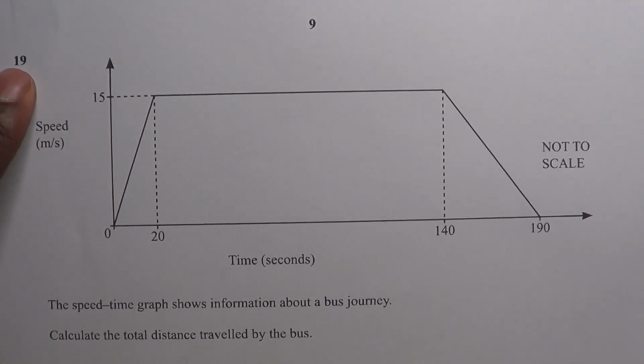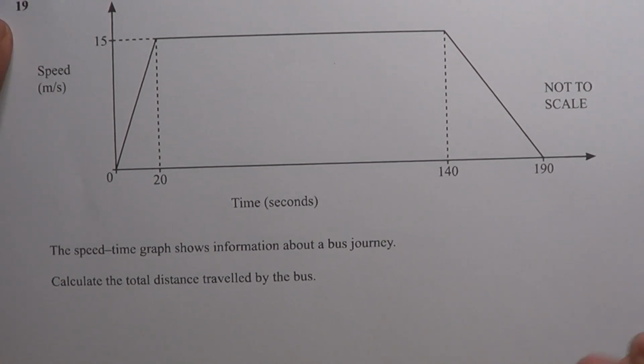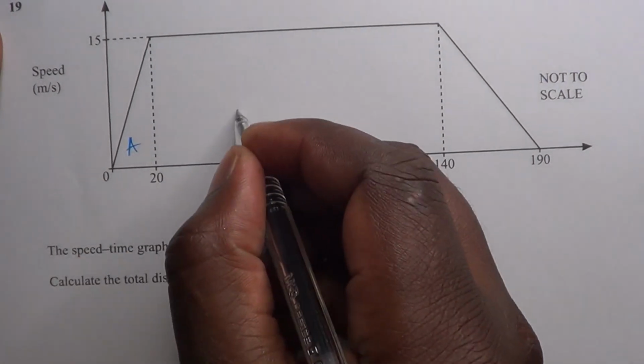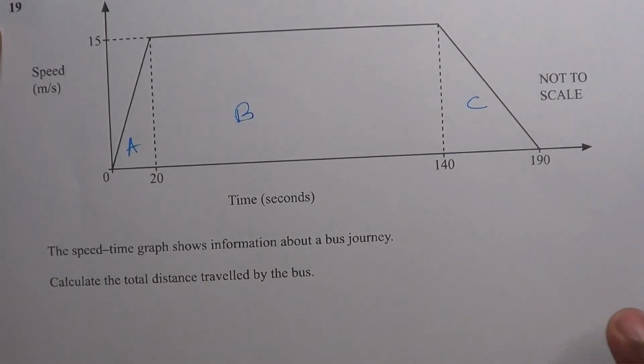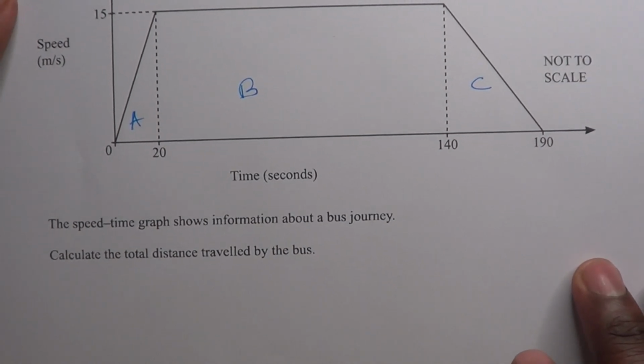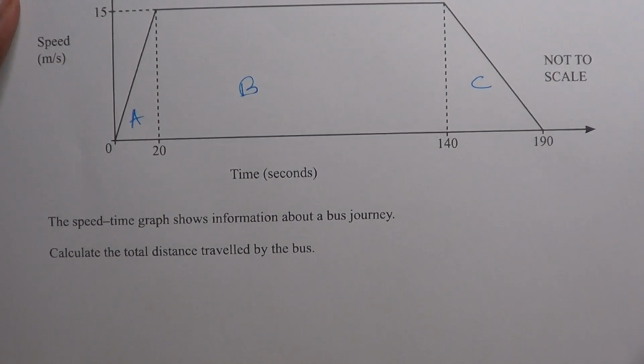Look at this point here. We are being told to calculate the total distance traveled. The speed graph shows the information about the past year. Now the total distance, first of all, here we have 3 figures. We have figure A, figure B, and figure C. Figure A is a triangle, figure B is a rectangle, and figure C is a triangle.